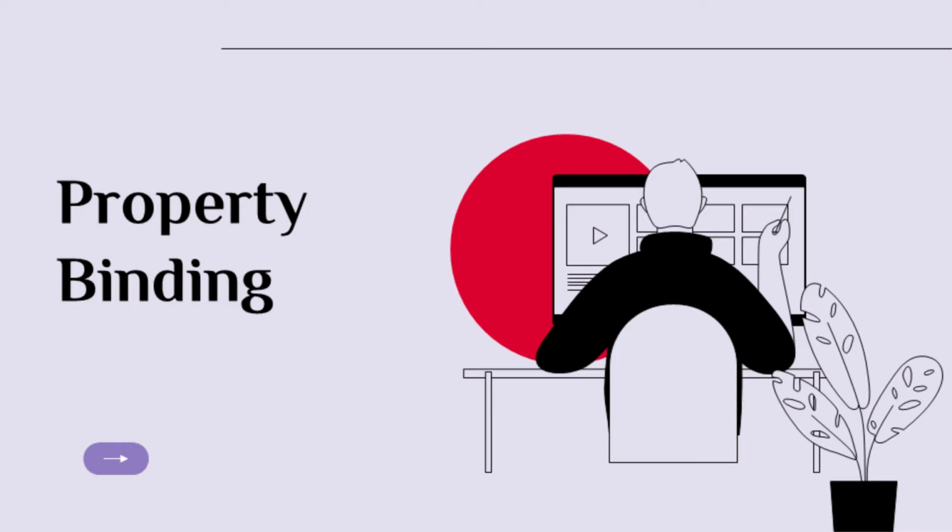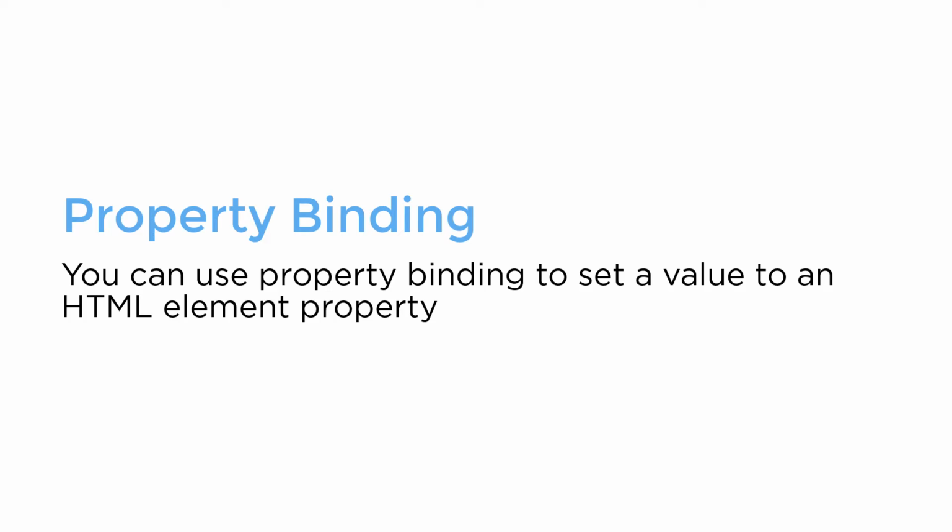By using property binding, you can pass data in one direction from a component to the template. But instead of just showing the data like in the interpolation case, property binding is used to set the value to a property in an HTML element. To bind to an element's property, enclose it in square brackets, which identifies the property as the target property. So now let us go to our project and see this in action.